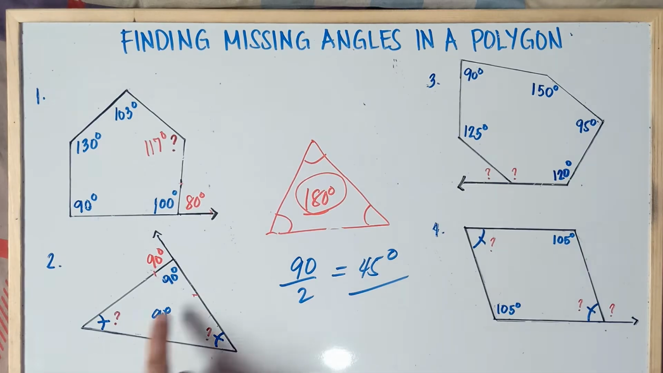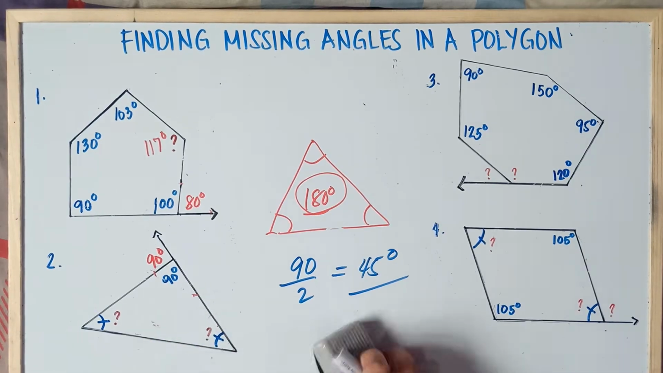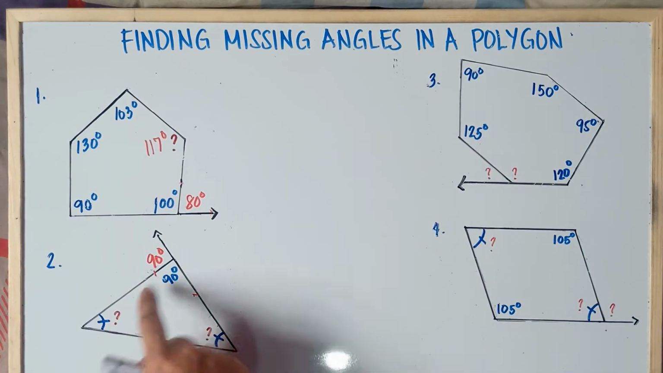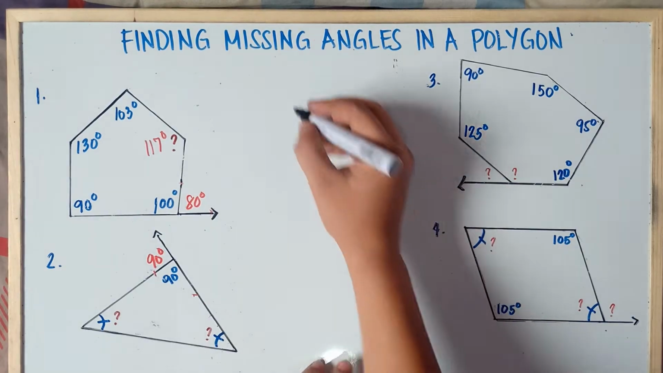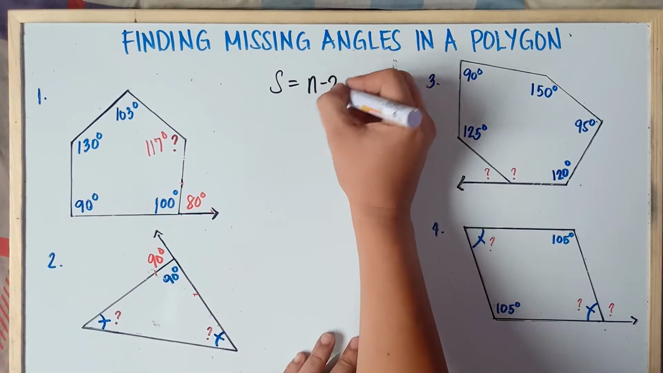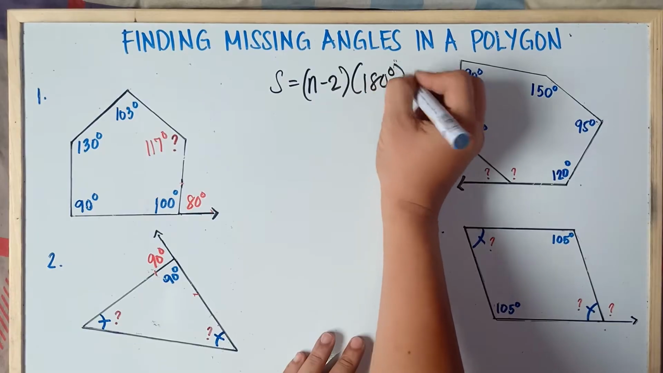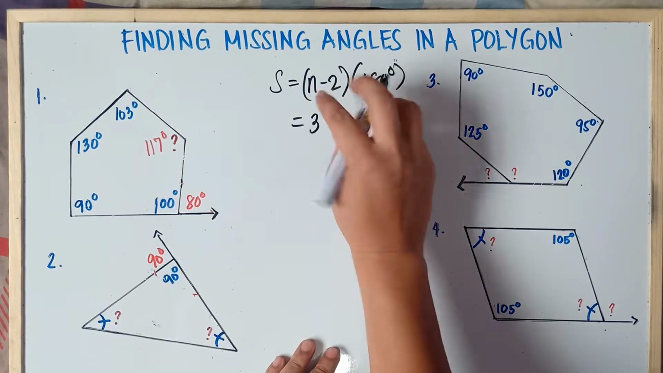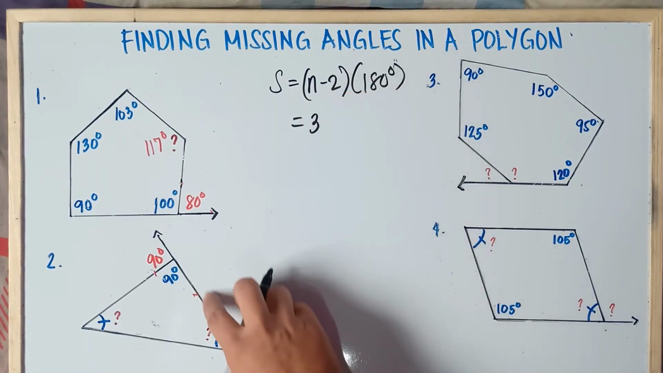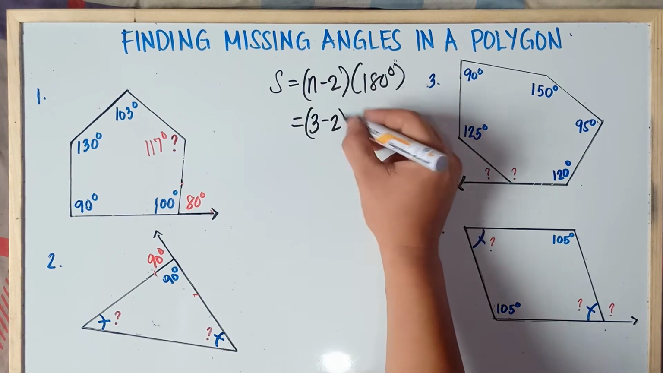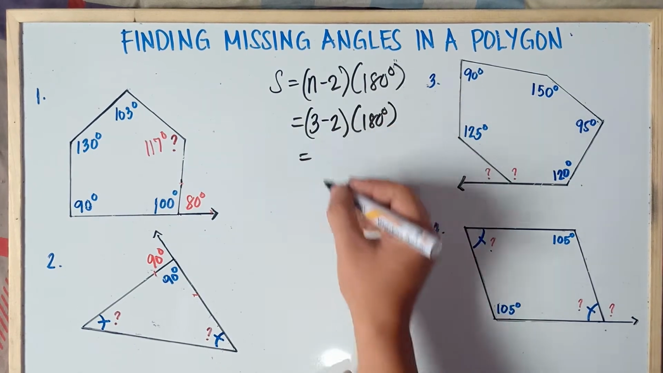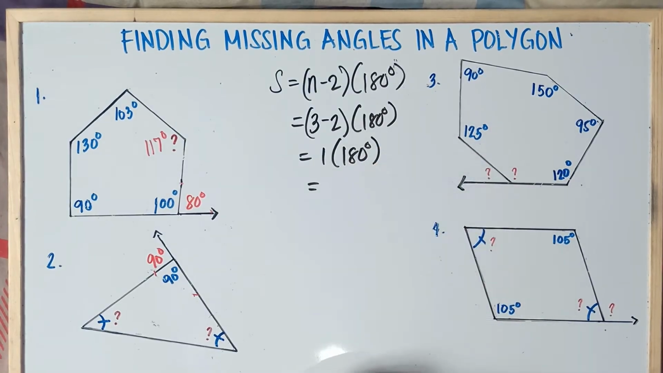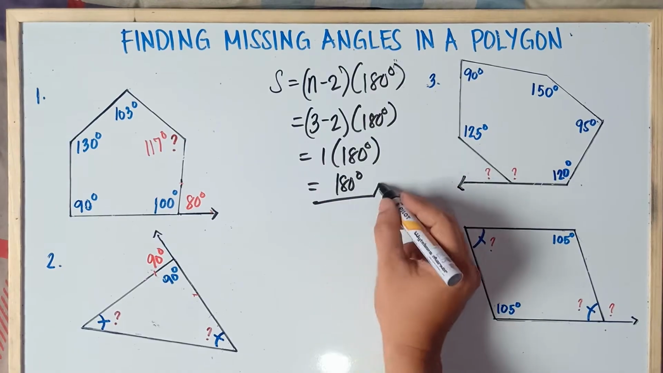But if you're confused, class, do not be worried. We will explain this one step by step. Once again, we can find the sum of the interior angles in a triangle by using this formula: sum equals n minus 2 times 180 degrees. n represents the number of sides, and we have 3 sides. So 3 minus 2 times 180 degrees. 3 minus 2 is 1, times 180 degrees. 1 times 180 would be 180 degrees.